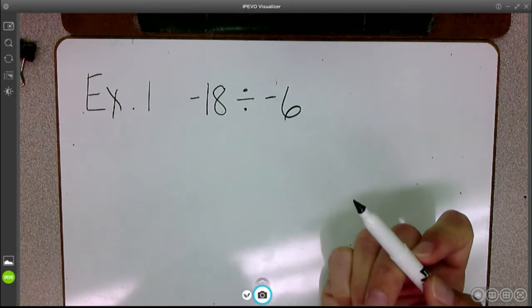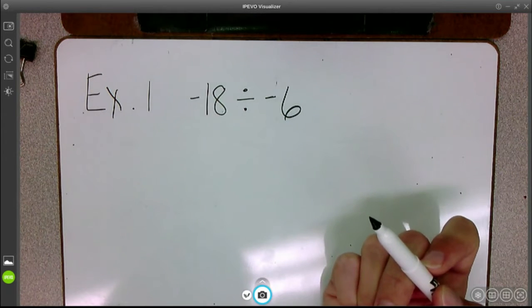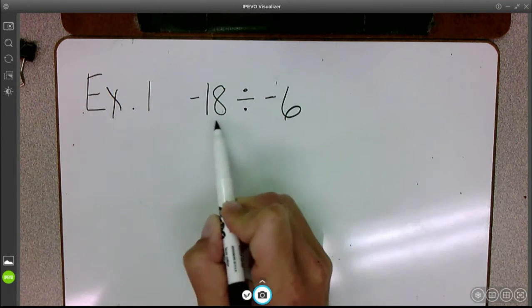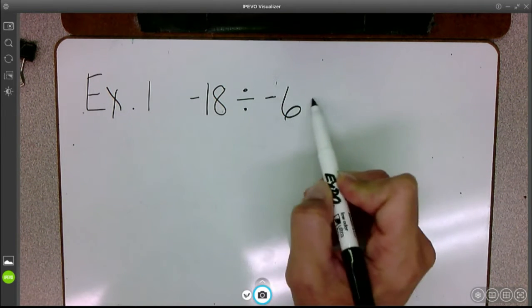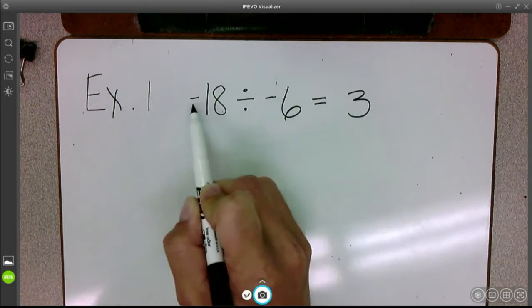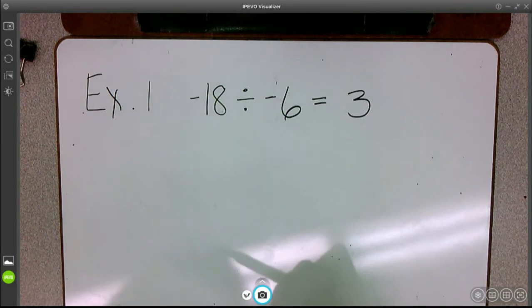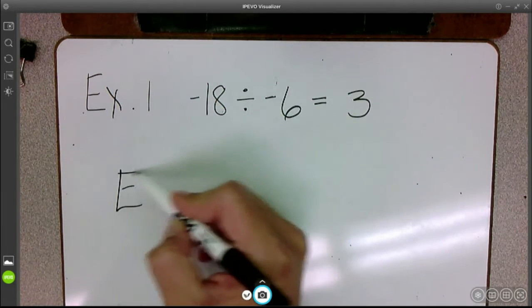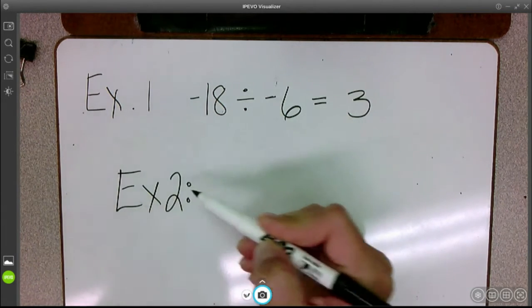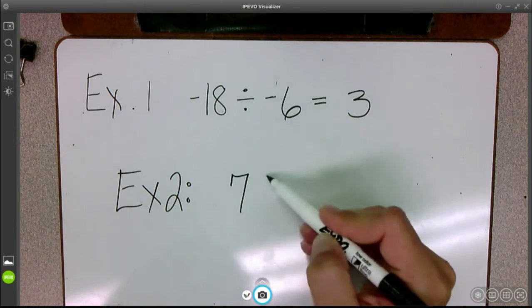This is the one way we will see division, but in junior high we tend to see it more as a fraction. The division never changes. We still think about our fact families, and 18 divided by 6 is 3, and then a negative divided by a negative is positive. So our answer there is positive 3. For example 2, now we're going to look at when we have different signs.